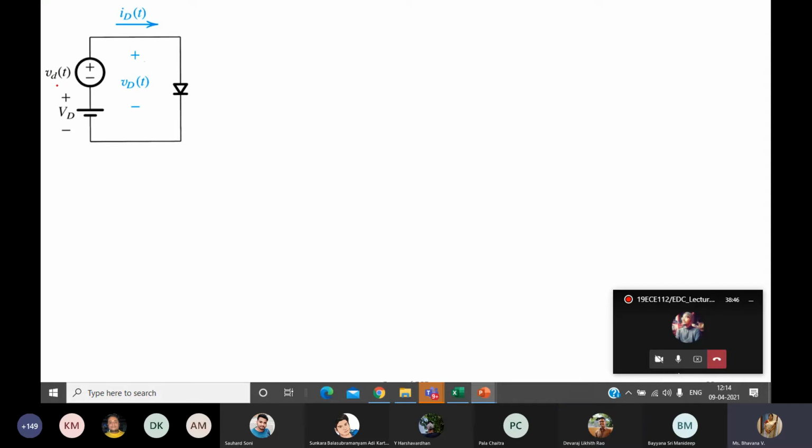Now you come to the circuit. Here we are superimposing a pure AC signal upon a pure DC, so the output will be the combination of AC as well as DC. That is a small v with suffix capital D of t. This is called the instantaneous value or total effective value. So the instantaneous value of current is written as iD of t. Here also we need to find the diode current and the diode voltage.